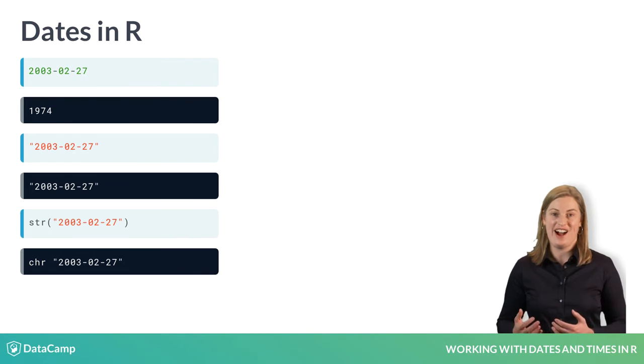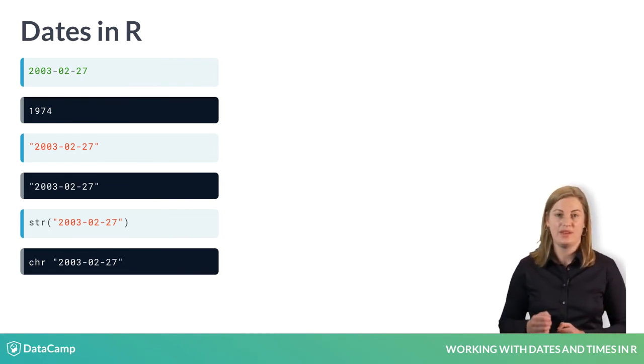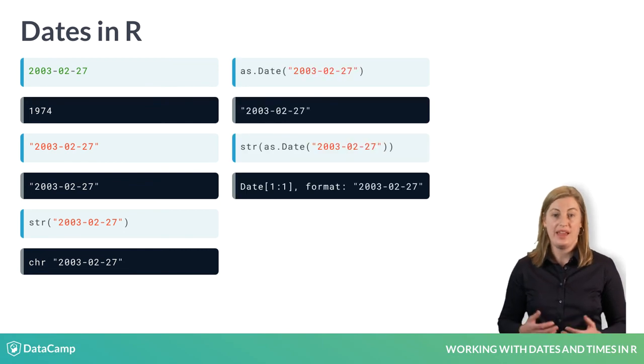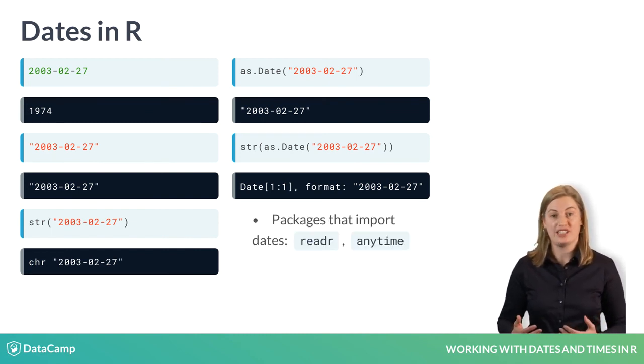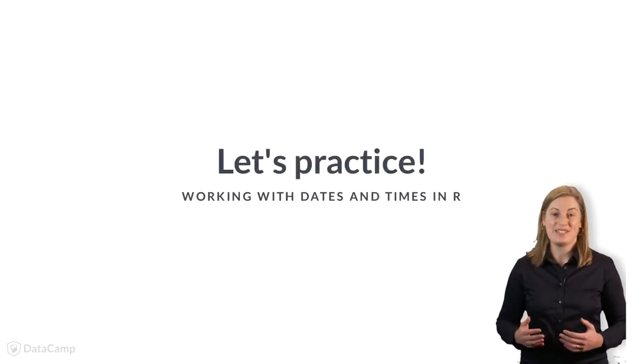The secret to getting R to recognize dates is telling it explicitly, this is a date, with the as.Date function. as.Date takes a character string and turns it into a date object. It will only work with dates in the ISO order, but you'll see how to handle other formats in Chapter 2. There are also a couple of packages that will automatically import dates in a wider range of formats. You'll see 2 examples in the exercises, readr and anytime. Alright, let's get some dates into R.